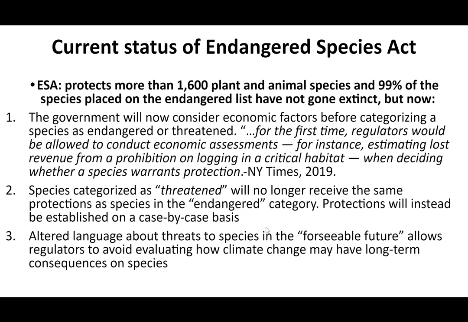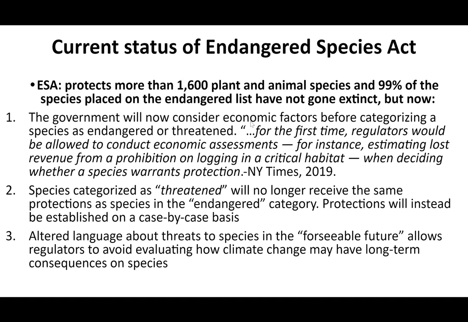And the other thing was some pretty severe changes in language about how we talk about the foreseeable future, i.e., what time frames do we have to talk about something becoming endangered or becoming extinct? It really brought it in. It had to be like, it's going to go extinct within a couple of years as opposed to within a decade. So lots of hampering to the Endangered Species Act, which again has been very, very successful.